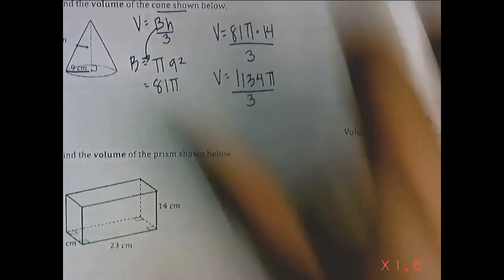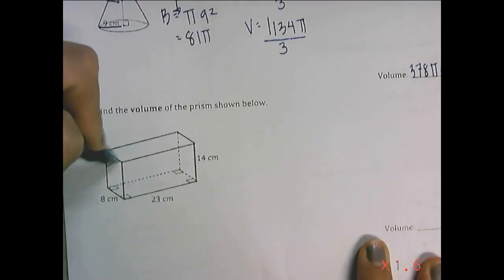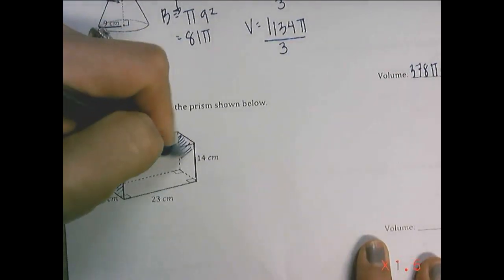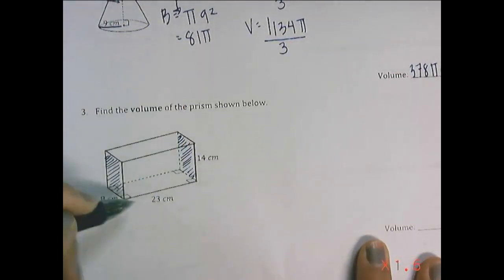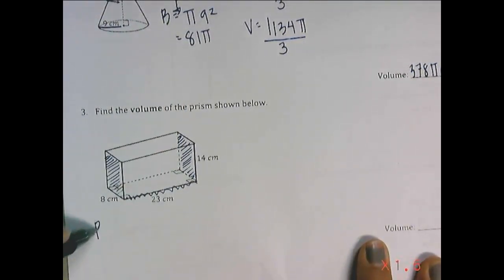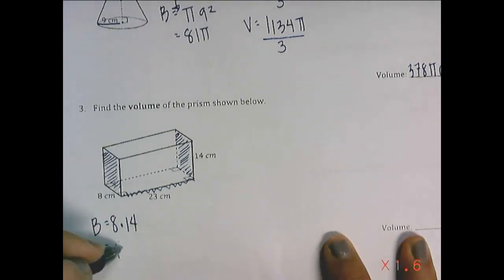Okay, this one again, I recommend shading in your bases. All right, this would be a base, and this would be a base right here. And my height, the distance between these two bases, would be 23. So for big B, I'm going to do 8 times 14. Whoops, sorry, I did that wrong. Let me just do 8 times 14 and get 112.